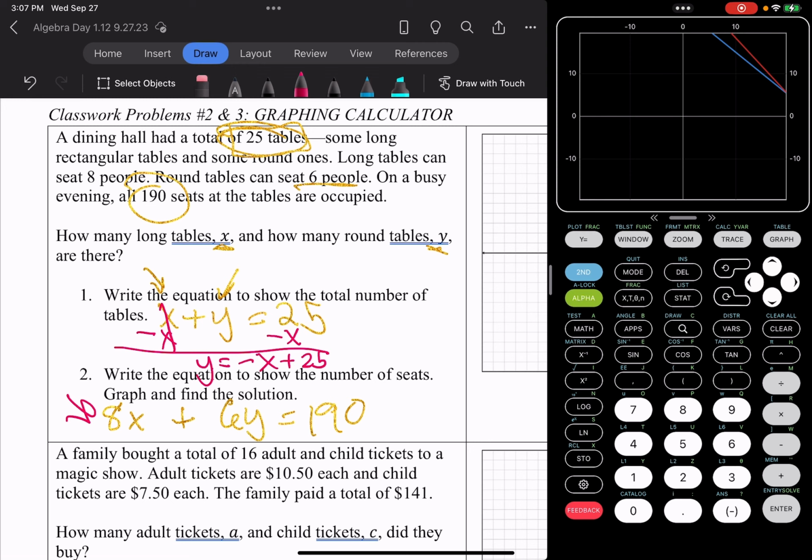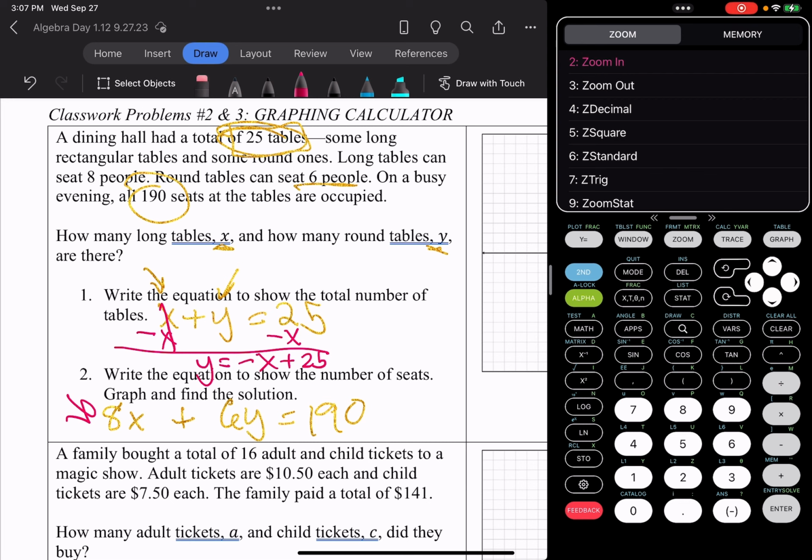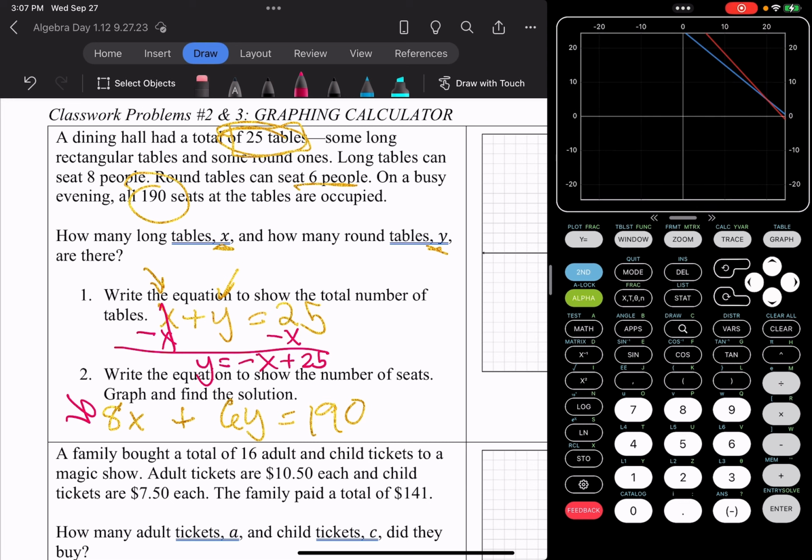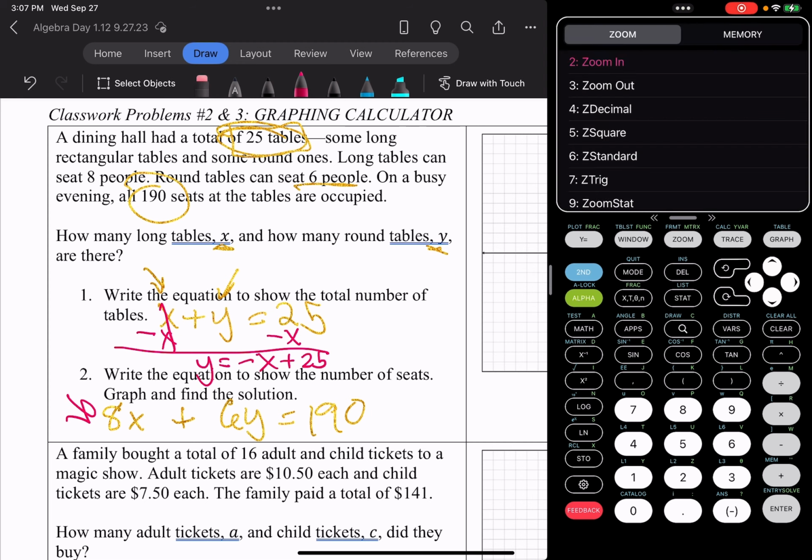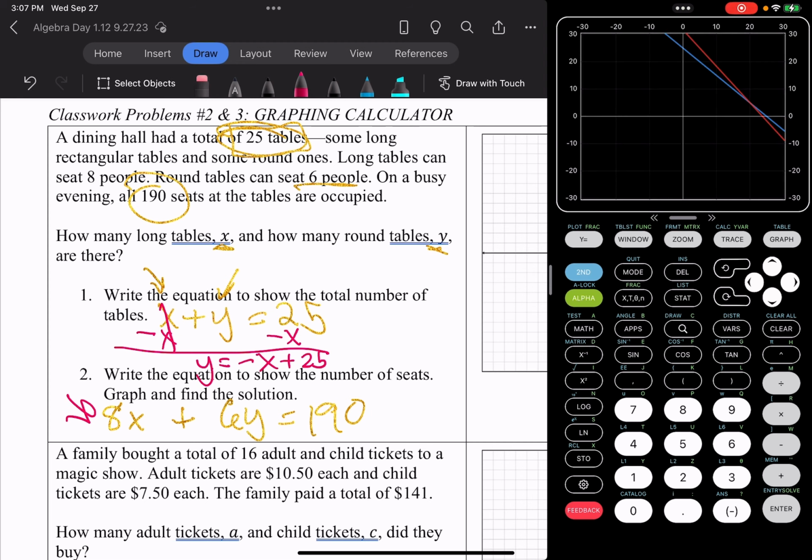Now what you might notice here is that our graph isn't really on there, so we're going to press zoom and choose zoom out, and when you do that, you need to press enter to have it actually zoom out some more. So let's do it again. Now we can see a little bit better where that point is.